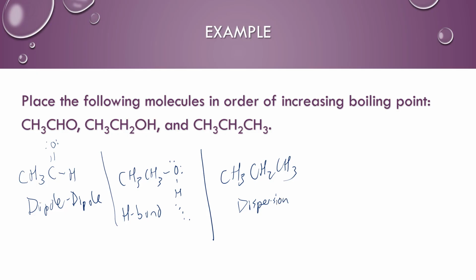So because of that, the CH3CH3 is going to have the lowest boiling point. And then the CH3CHO is going to have the next highest boiling point with the dipole-dipole interactions. Finally, the CH3CH2OH, the ethanol, will have the highest boiling point of the three because of the hydrogen bonds.